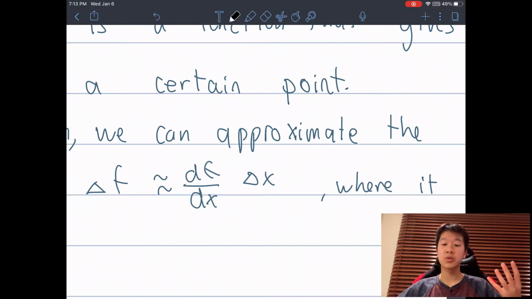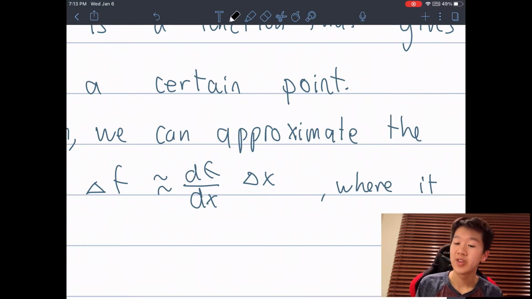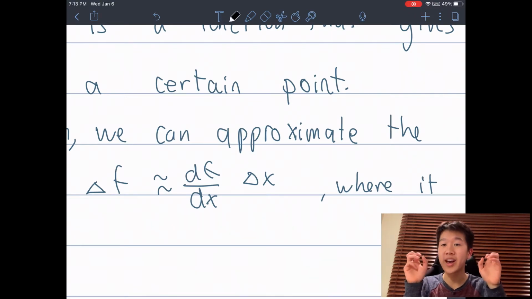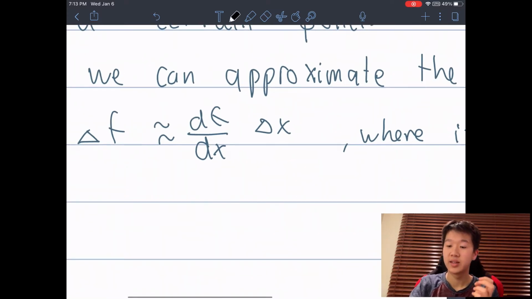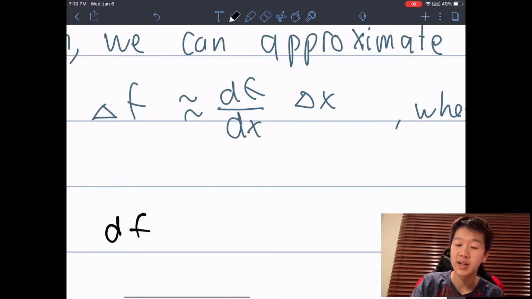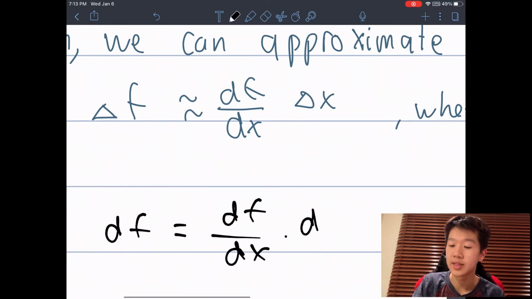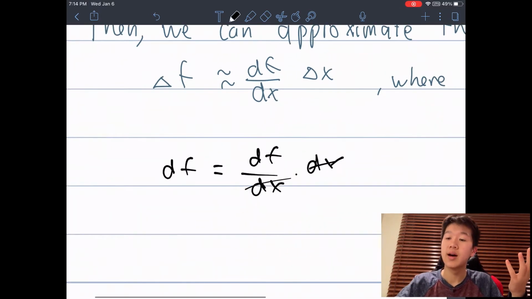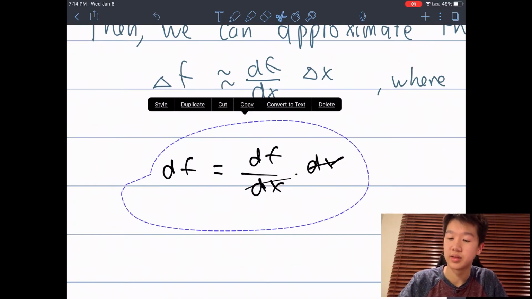And why is that true? This is because as delta x gets smaller and smaller, it is approaching the instantaneous slope. So you can think of it as the delta x kind of becoming closer and closer to the dx. So this kind of becomes like df is equal to df over dx times dx, and they both cancel out. So this is intuitively how it makes sense.